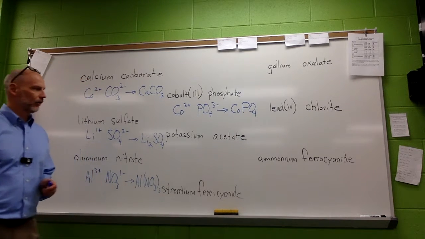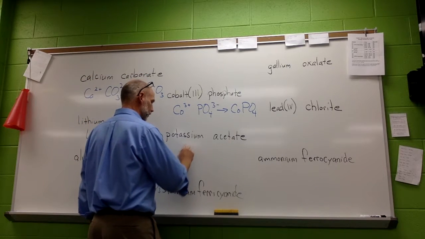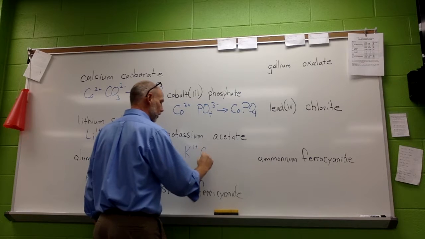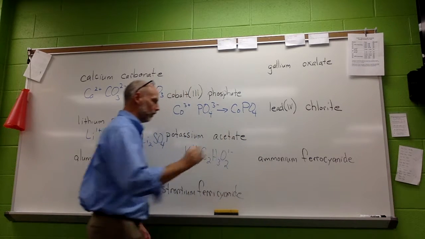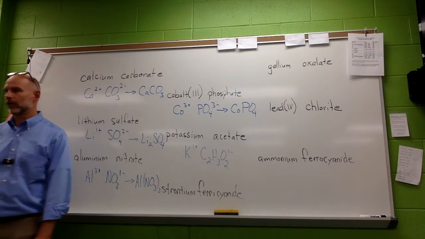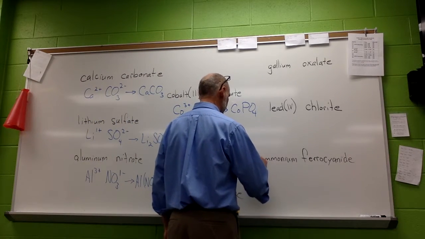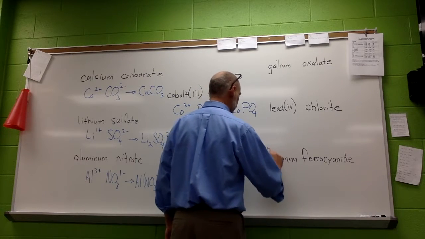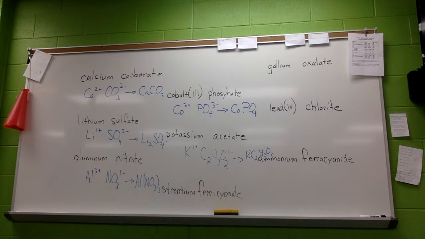Potassium acetate. Symbol and charge, potassium. Acetate: C2H3O2 with a 1 minus. Charges cancel. So KC2H3O2. 5 for 5. 1, 2, 3, 4, 5, 6, 7, 8.